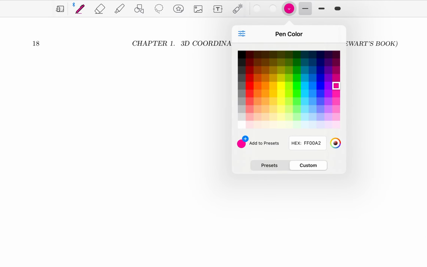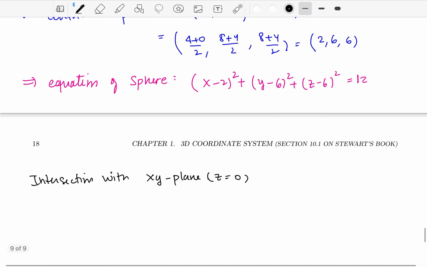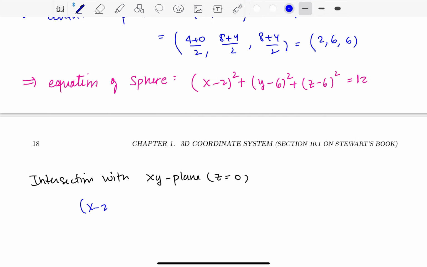Okay. Now, just for fun, what if I want to find the intersection, if it exists, with any of the main planes, okay? So let's say intersection. How do I find the intersection? So the intersection with, I'm going to say, the xy plane. If I want the intersection with the xy plane, then don't forget, z is equal to 0. So if z is equal to 0, I go to here, right? And I make z equal to 0. So that means that, I'm going to go back to blue. (x minus 2) squared plus (y minus 6) squared plus (0 minus 6) squared is equal to 12.